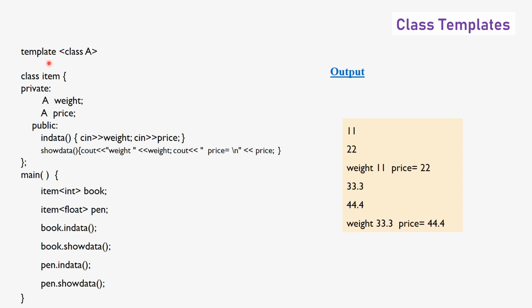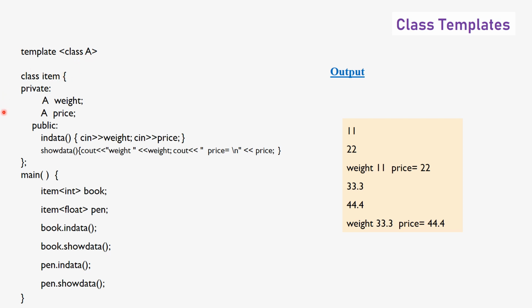This template is the keyword and this is the name of our template. This class, remember this class, it's different. It's the class template, and this class keyword is the definition of the class. So you have to be careful. This class is enclosed in these two signs. So the name of this template is A.